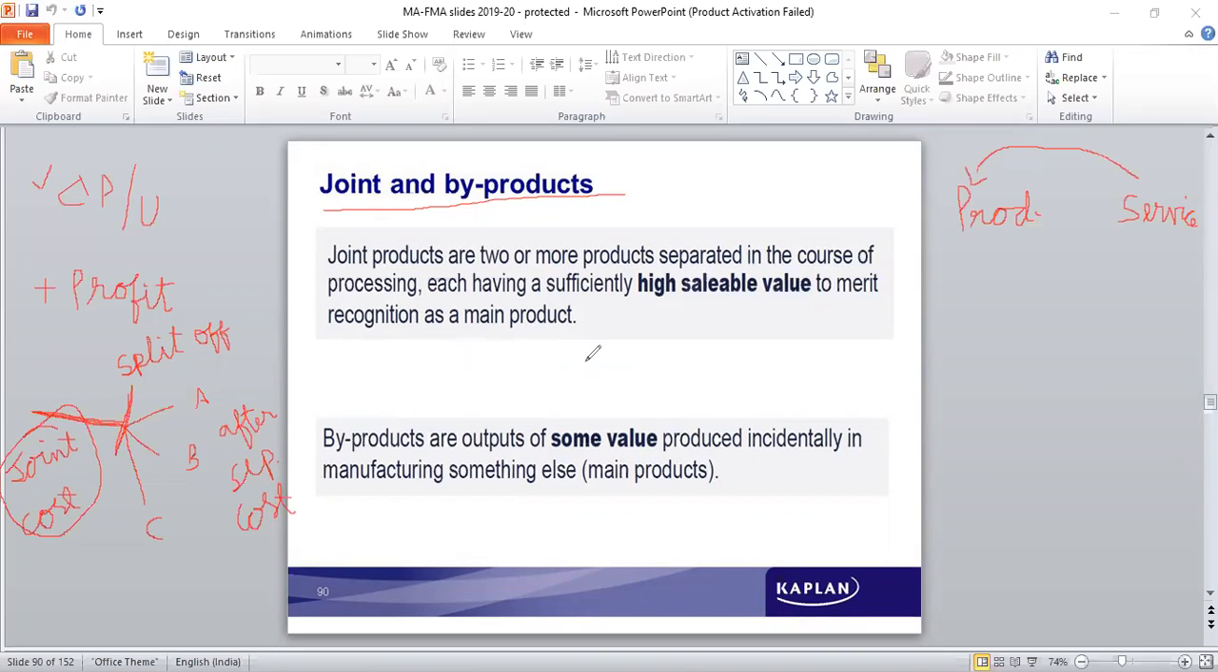Joint products are the main products which are produced, which have more or less the same value. All of them have equal importance, but a byproduct is not intended to be produced. Joint products are intended to be produced. A byproduct is just the result of the production process. It comes out of the production process. Okay, so it has very little value. Even when it is sold, it has very little value, and it is usually sold for less.